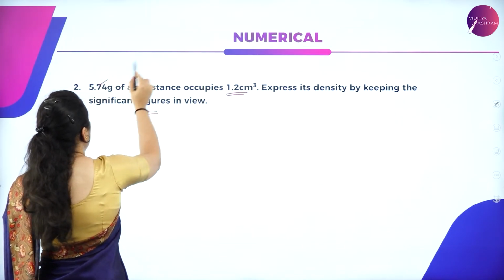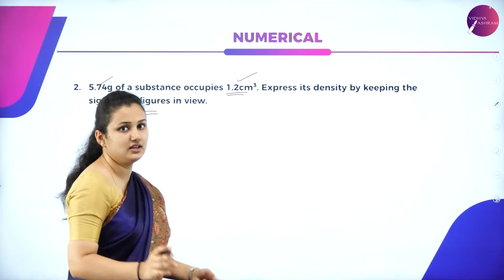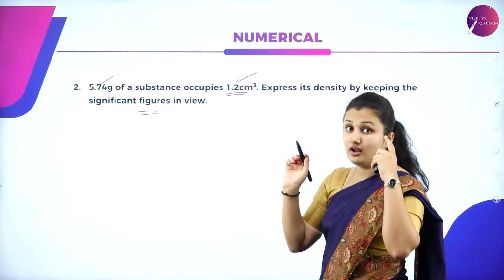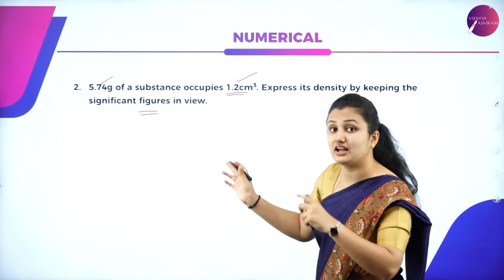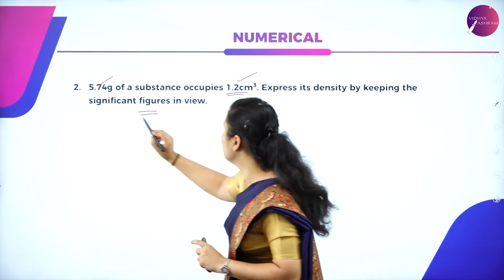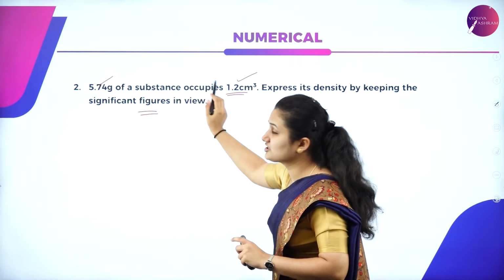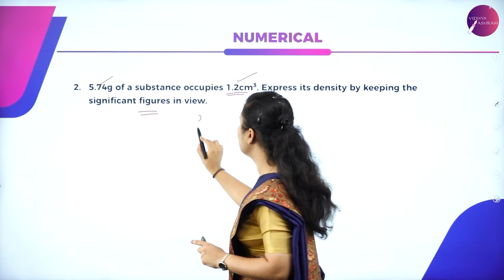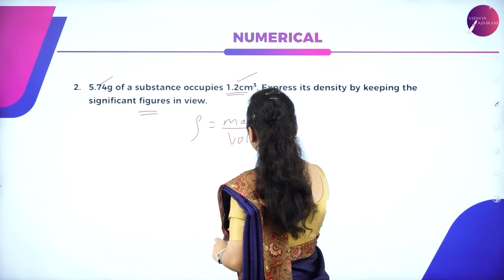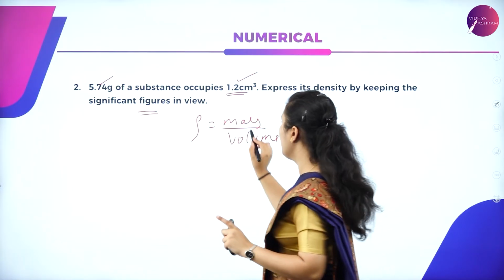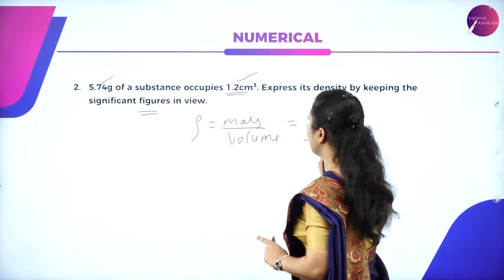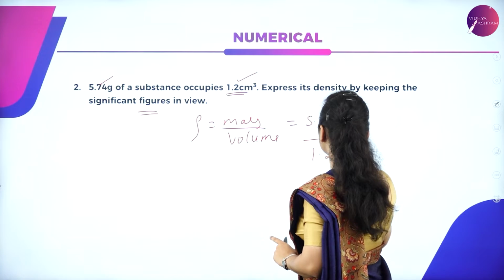So mass is given, volume is given. It occupies a volume of 1.2 centimeter cube. So analyzing, understanding numerical and connecting formula is important. This is gram, that means mass is given, and centimeter cube. Occupies means volume is given. How will you calculate density? Density is given by mass by volume. Remember the formula how you calculate density. M by V. What is M? 5.74 gram divided by 1.2 centimeter cube.